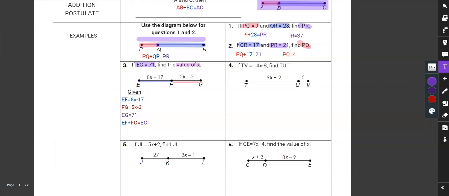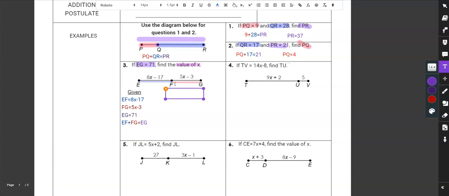So again, I'm going to be using the text tool so that I can keep everything nice and aligned. We have to do our substitution. So let's go ahead. We have EF, which again is 8x minus 17. And then we're going to add FG, which is going to be represented as 5x minus 3. And that's going to be equal to our total length of 71.